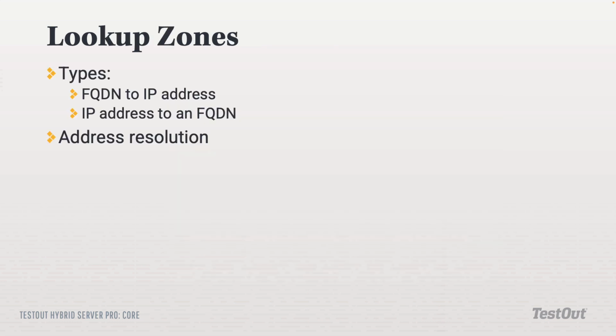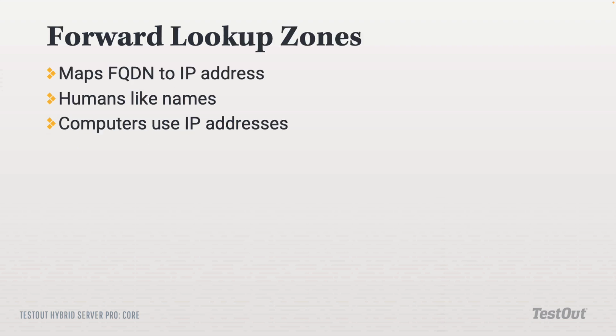So talking about forward lookup zones, the type is FQDN to IP address. That's like if you have someone's name and you need to find their phone number. You use your forward lookup zone for that, okay? You have the name, you need the phone number. Or in the case of computers, you have the DNS name, but you need the IP address so you can establish that communication.